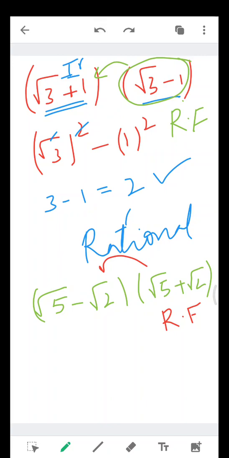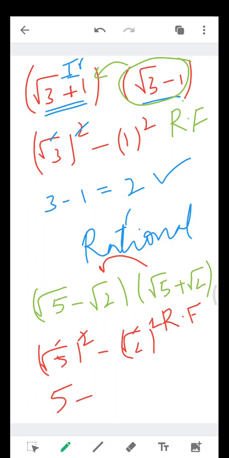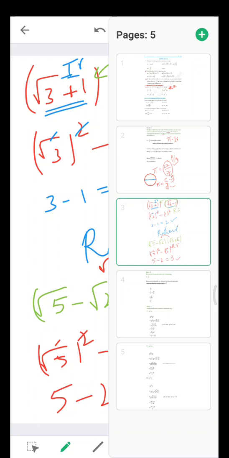So root 5, a plus b, a minus b, I can apply here. So this becomes root 5 square and this becomes root 2 square. Here a square minus b square, square and root get cancelled, 5, and here also square and root get cancelled, minus 2. 5 minus 2 is 3. So finally root 5 minus root 2 is converted to a rational number. This is called rationalization. So what is rationalization? Converting an irrational number into a rational number by multiplying it with its rationalizing factor.